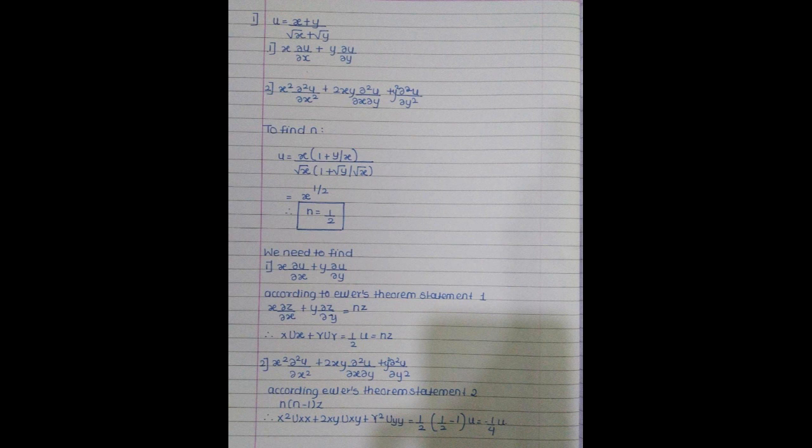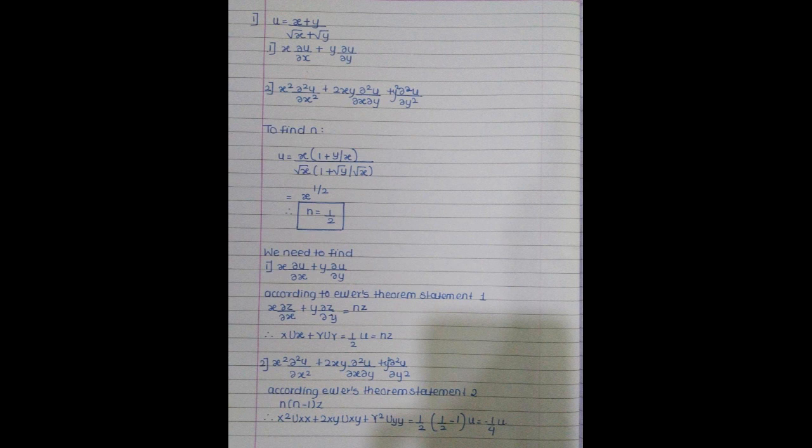Example of Euler's theorem. The question is u is equal to (x plus y) upon (root x plus root y). There are two sub-questions we need to find. First, x ∂u/∂x plus y ∂u/∂y. Second, x² ∂²u/∂x² plus 2xy ∂²u/∂x∂y plus y² ∂²u/∂y².